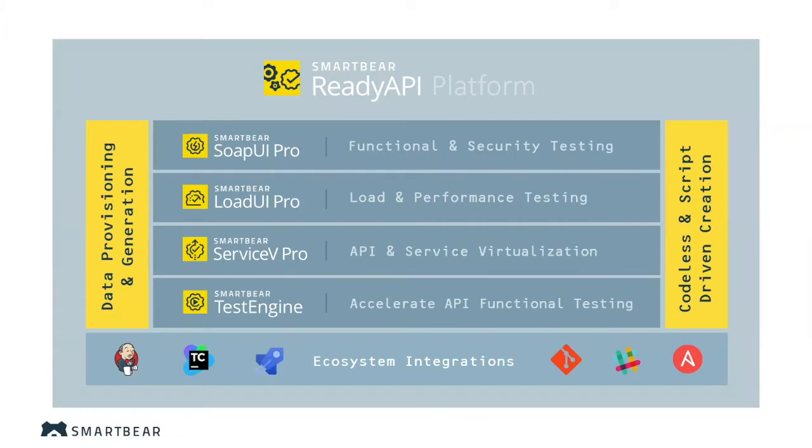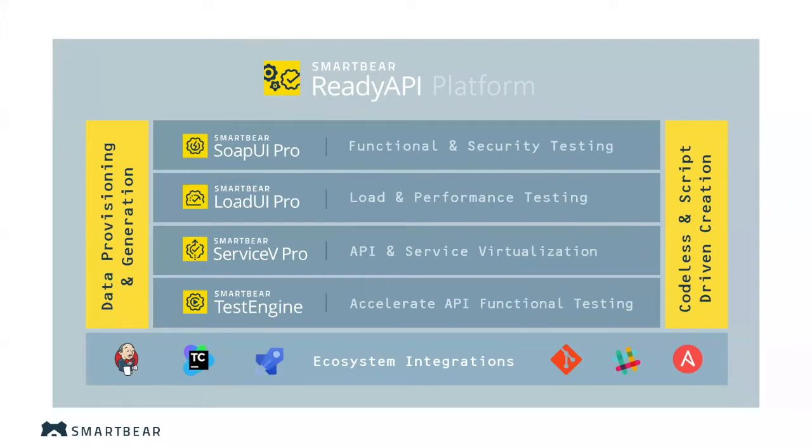ReadyAPI is a desktop application. It's available on Windows, Linux, or Mac, and it's a platform that contains SoapUI Pro, LoadUI Pro, and ServiceV Pro. SoapUI Pro is a functional automation tool which is used for testing end-to-end API scenarios and testing the API security. It verifies that your API follows whatever business logic your company requires.